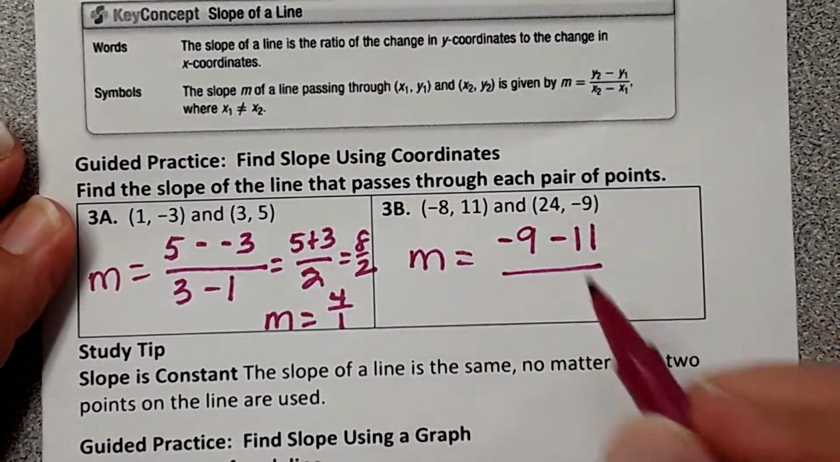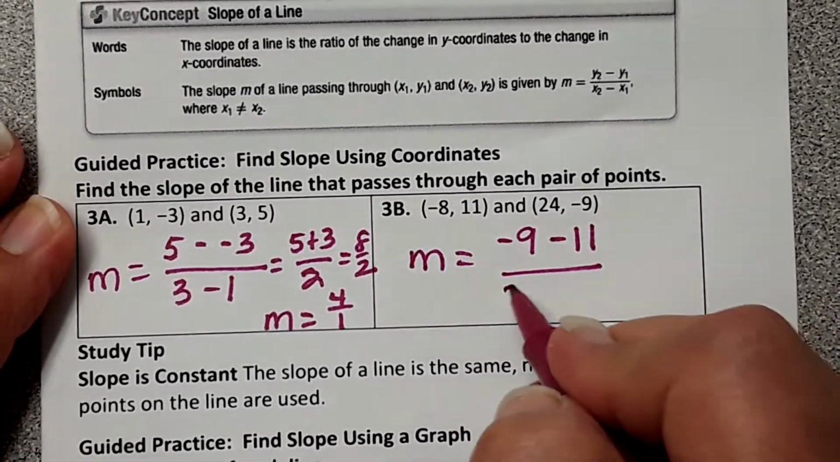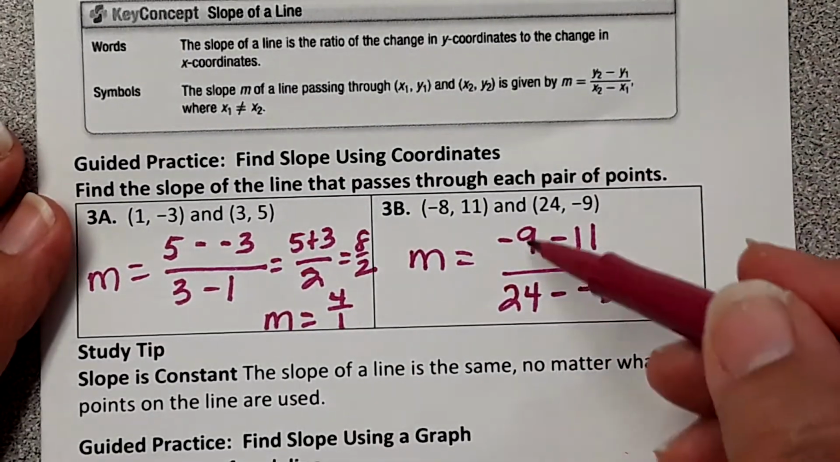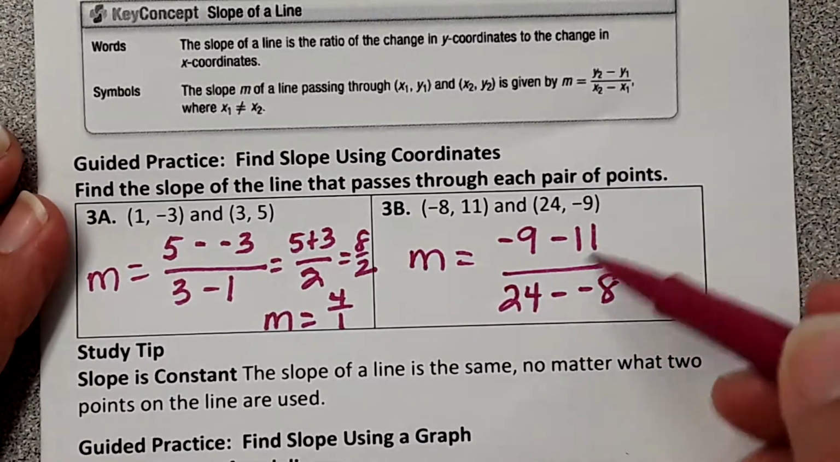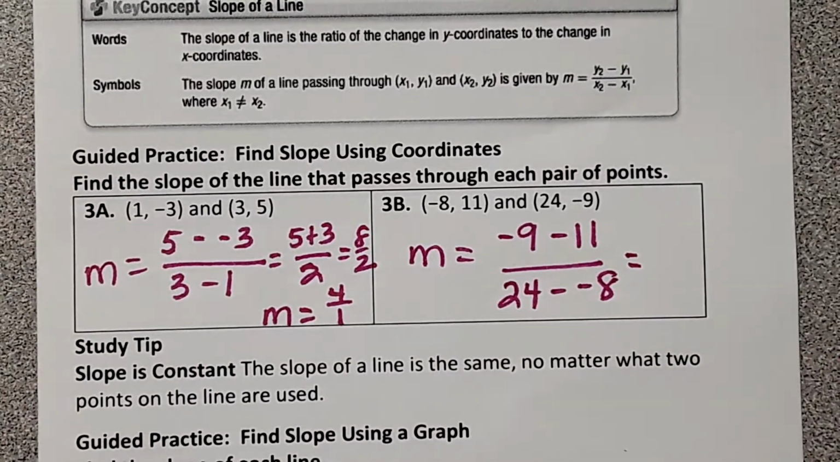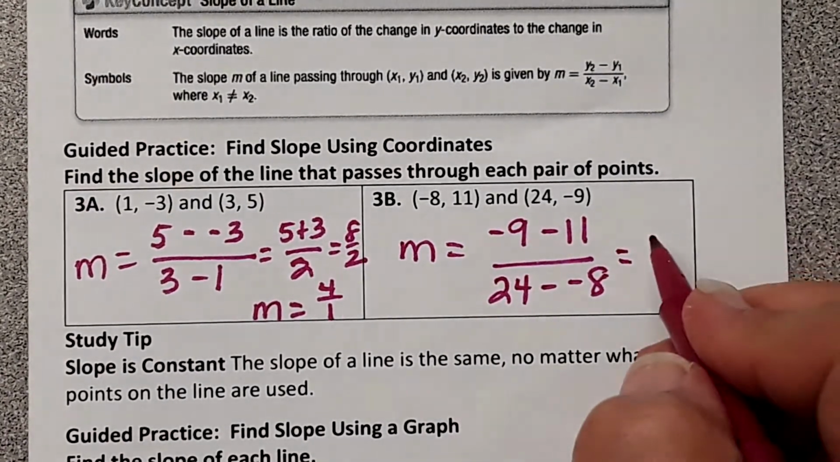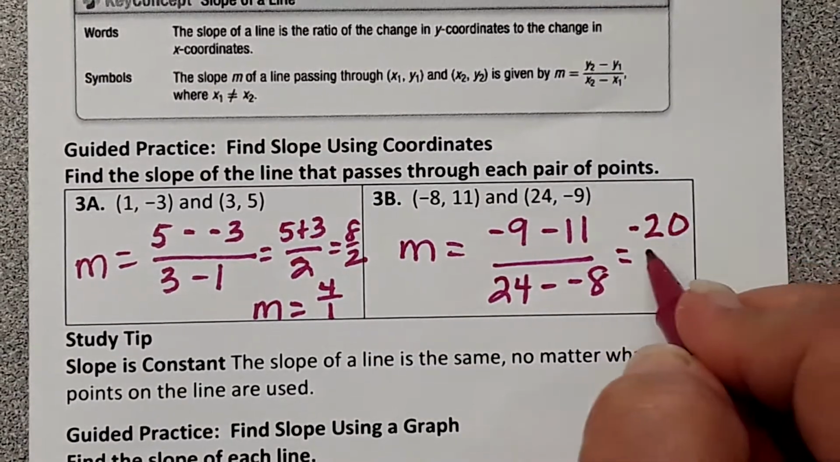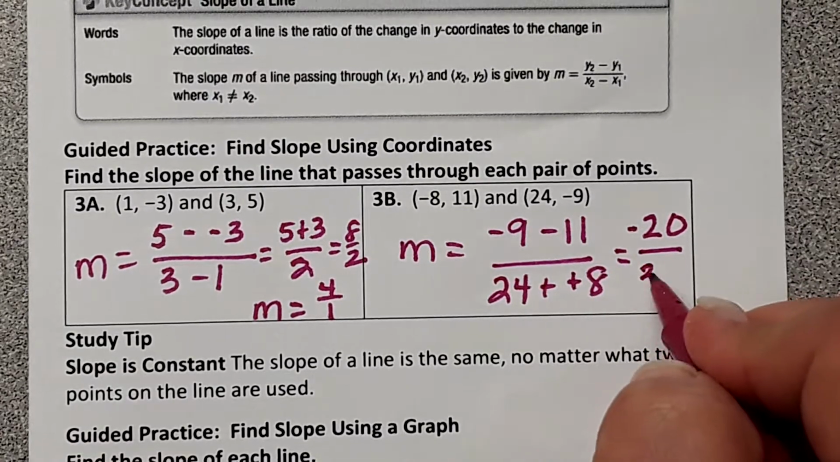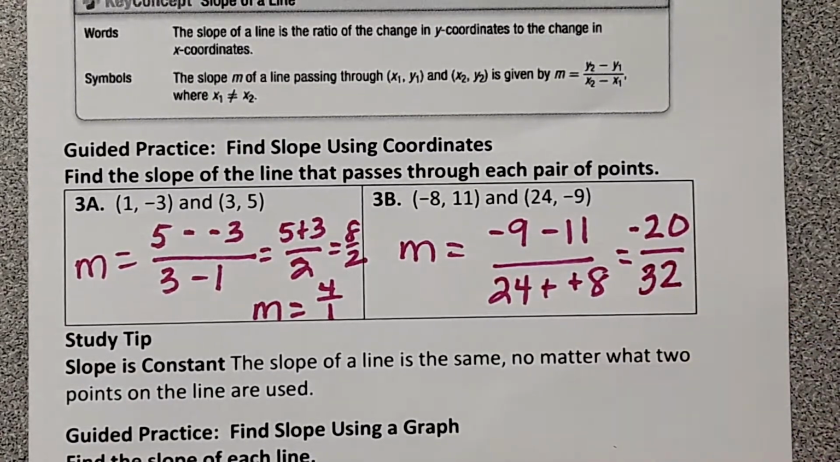So negative 9 minus 11 over 24 minus negative 8. You guys notice that these two numbers come from the same ordered pair. These two numbers come from the same ordered pair. What is negative 9 minus 11? And this becomes positive, positive, and then we should always reduce your slope. So your slope should always be in simplest form, always.